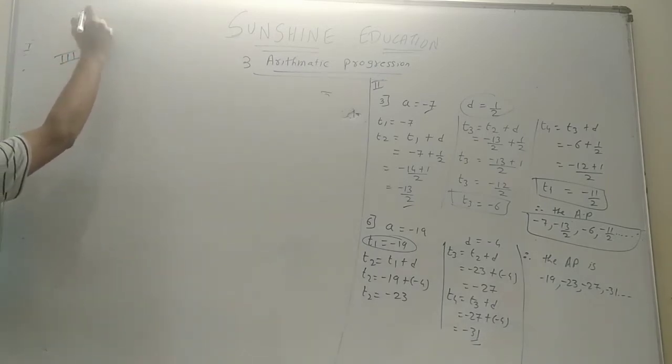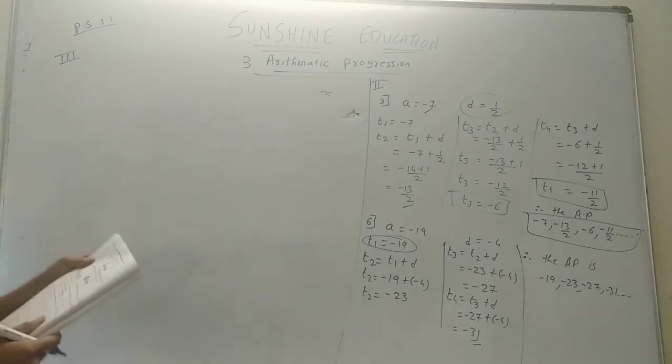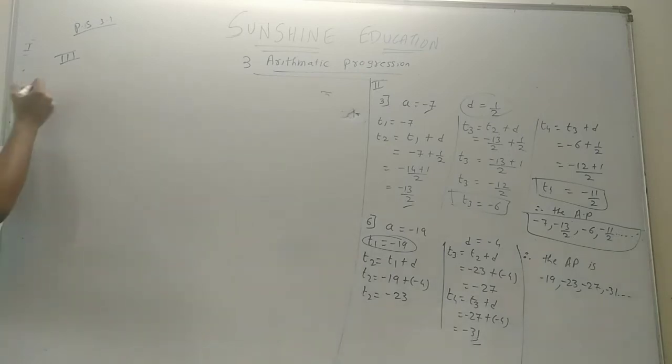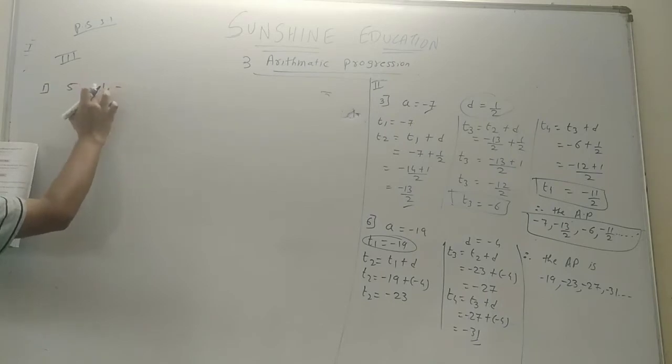Practice set 3.1. What is the question? Find the first term and the common difference for each of the following arithmetic progressions. So we already know the arithmetic progression. We just need to identify the first term and the common difference.